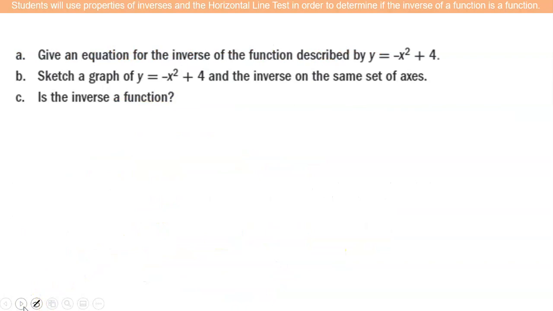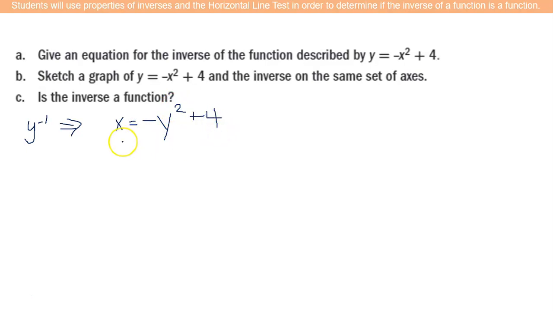Now, same thing happens here. It says to give an equation for the inverse described by y equals negative x squared plus 4. All right, so I'm going to do an inverse here. I'm just going to call this y inverse. And that's going to be when I switch my x and y. So I now have x equals negative y squared plus 4.